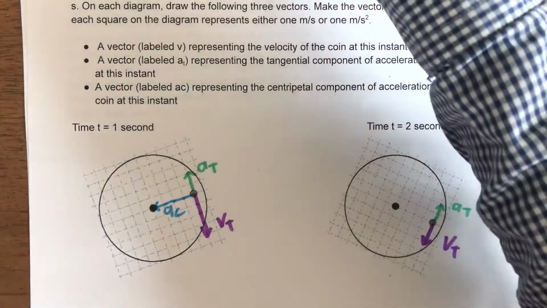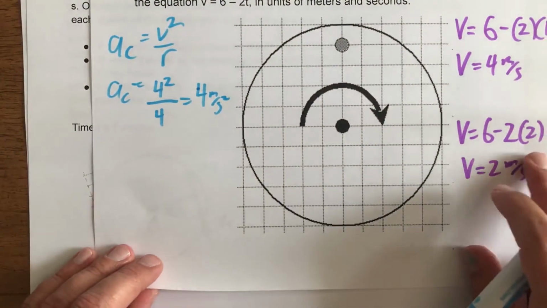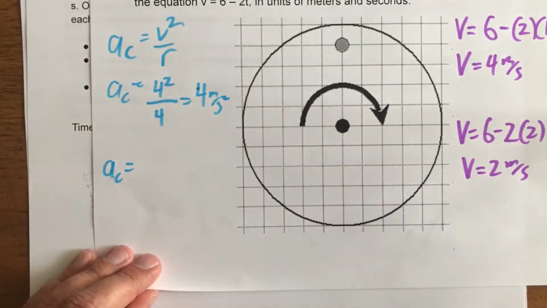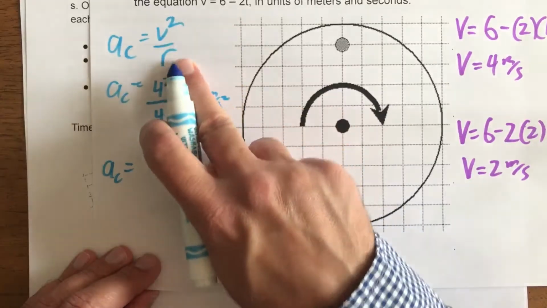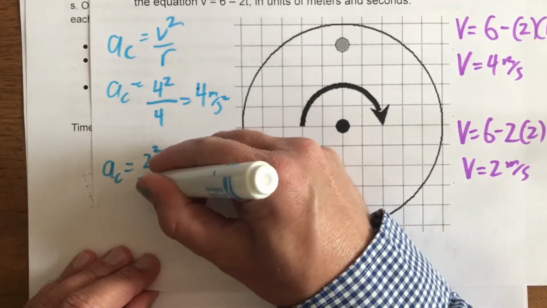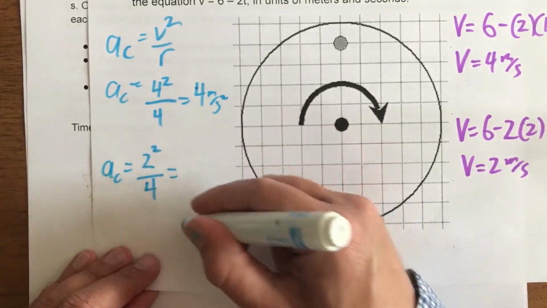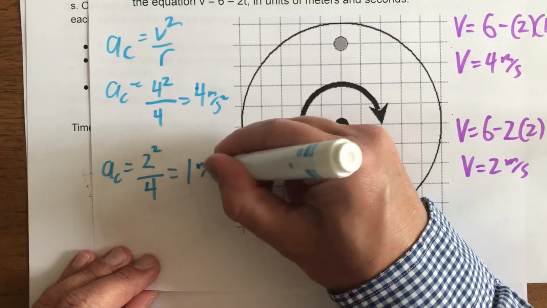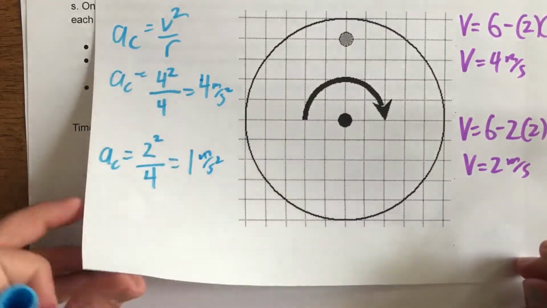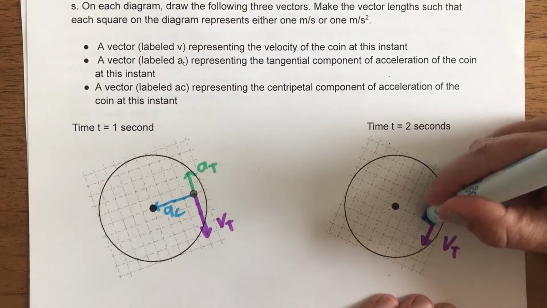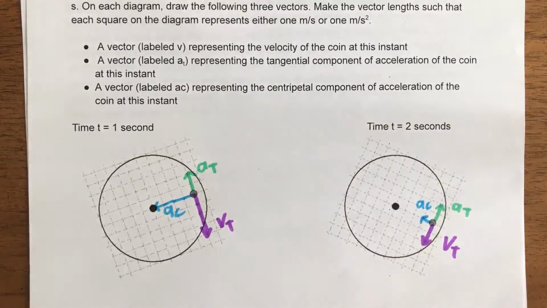We'll label that a sub c for centripetal. And then in the second case we have slowed down. So when we calculate our centripetal acceleration, it will still be v squared over r, but our v now is 2. So 2 squared over our radius of 4, that gives you 4 over 4, which simplifies down to 1 meter per second squared due to the centripetal acceleration. So right here, we'll just have 1 block drawn in, and that is our centripetal acceleration.